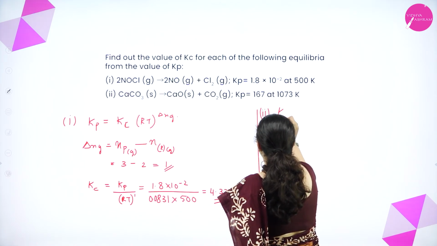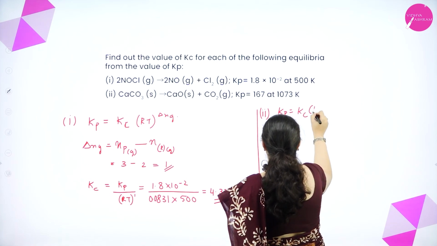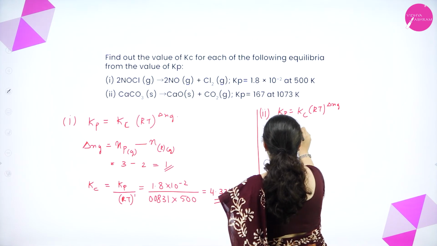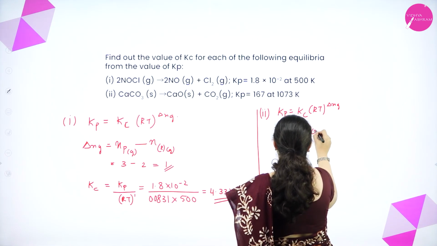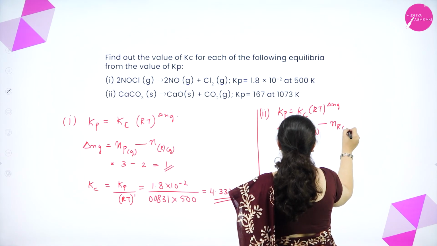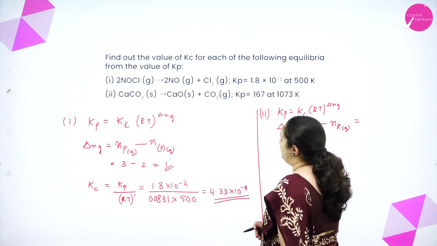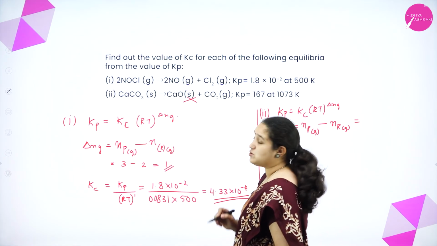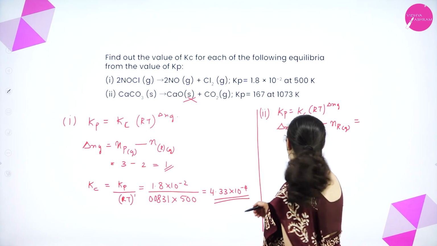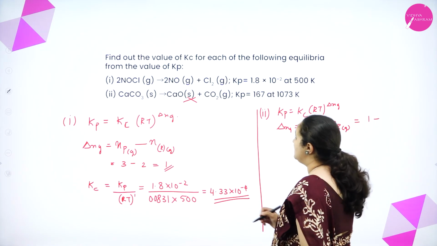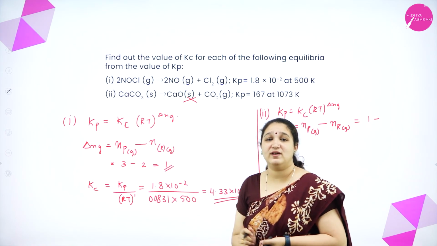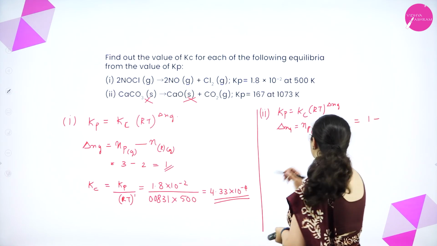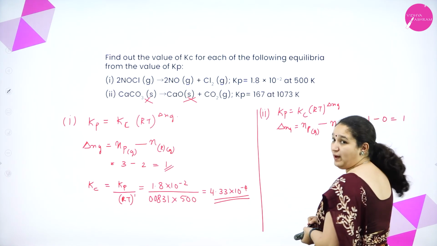Here also formula is same. Kp is equal to Kc RT to the power delta Ng. So delta Ng is equal to number of moles of the product which is gaseous minus number of moles of the reactants which is gaseous. Now if you see here, I have a solid and a gas. So solid I am not supposed to consider. Gas I have only 1 mole. So it is 1 minus. If you see the reactant side, I don't have a gas at all. So do I have to consider this? No again. So it is 0, which is equal to 1.